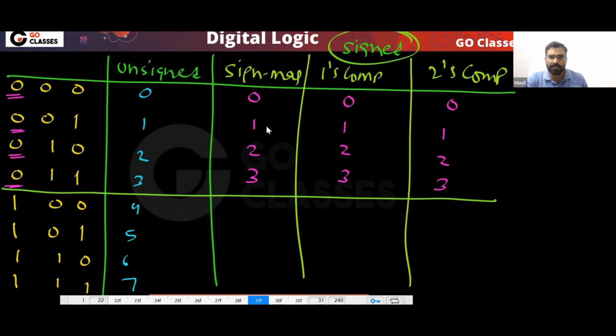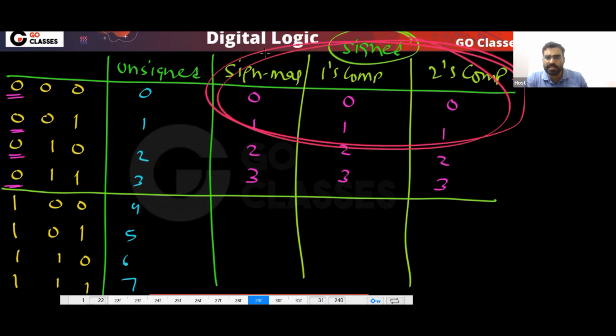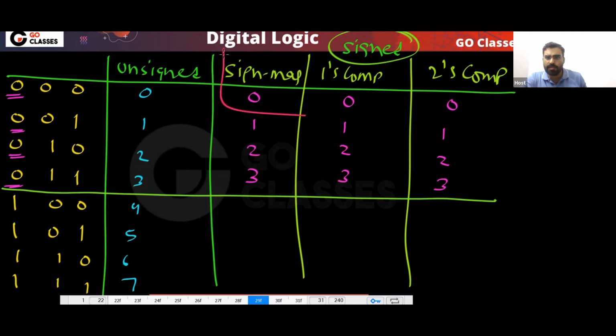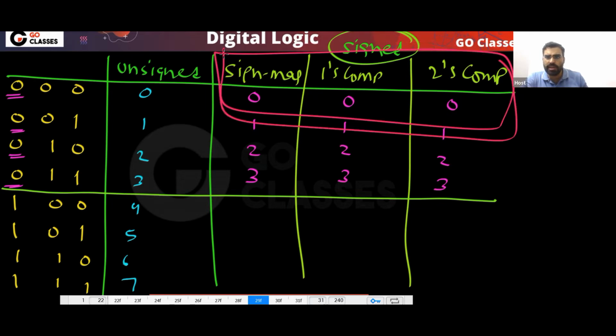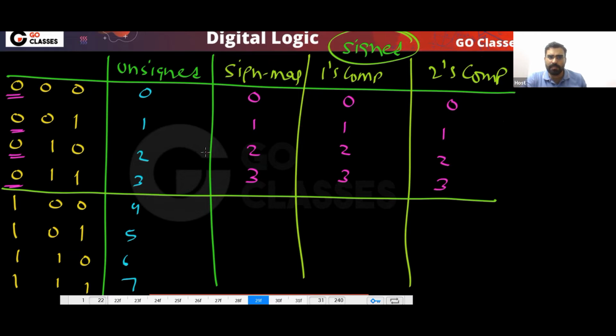Okay, there is no problem here, because all these 3 systems are the same for positive numbers. If your number is non-negative, then all these 3 systems are the same. Very simple. Now let's come back to these. Here in sign magnitude, this is minus 0, this is minus 1, this is minus 2, this is minus 3.